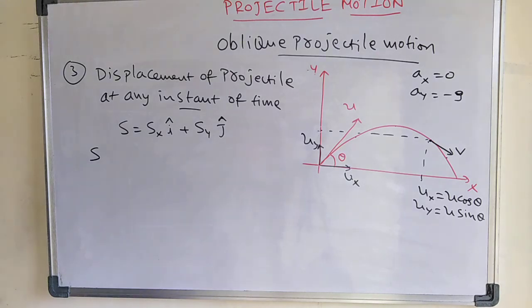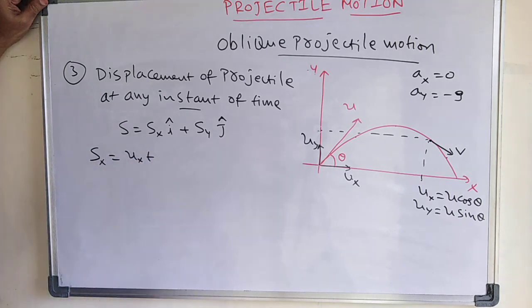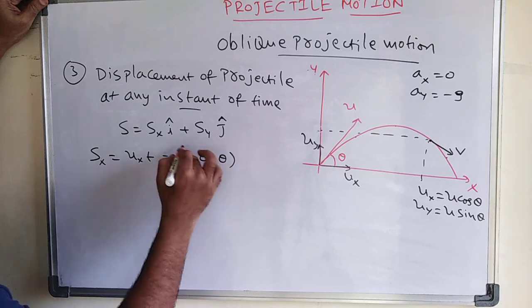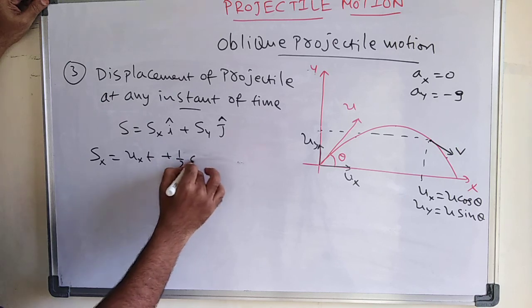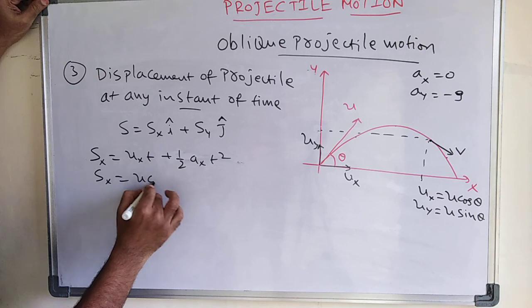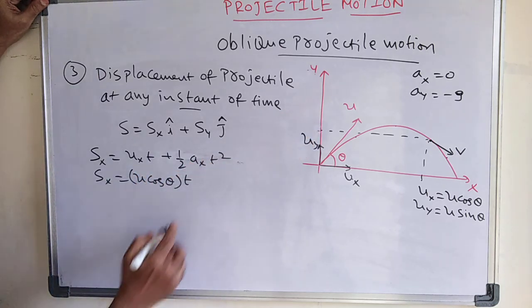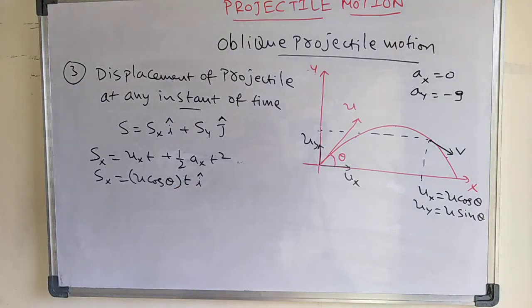What is Sx here? Sx = uxt + half axt square, where ux is u cos theta. Since ax is 0, Sx = u cos theta into t i cap. Are you following what I am saying here?